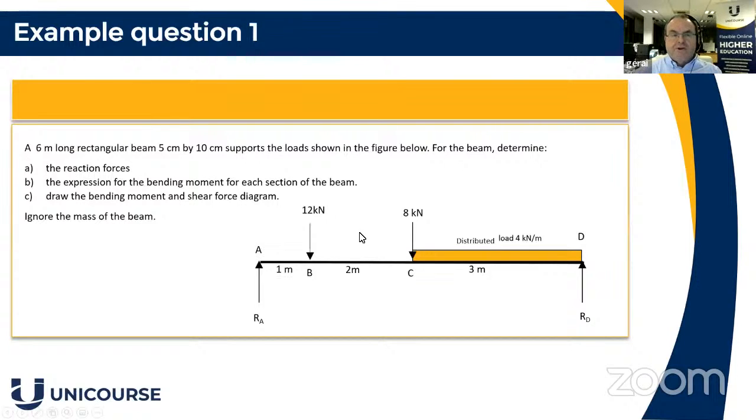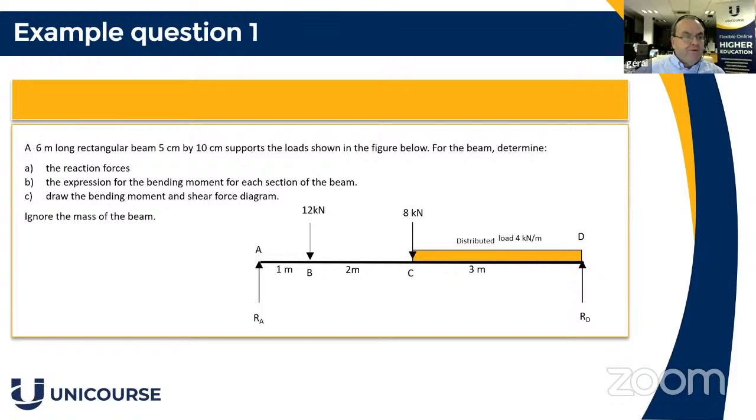The approach all the way through is that we'll do examples, and by doing the examples, that'll actually get the theory over in the same vein. So we'll start off with this example. We've got a 6 meter long beam. It's a rectangular beam, 5 centimeters by 10 centimeters. It supports the loads as we've shown in the figure below.